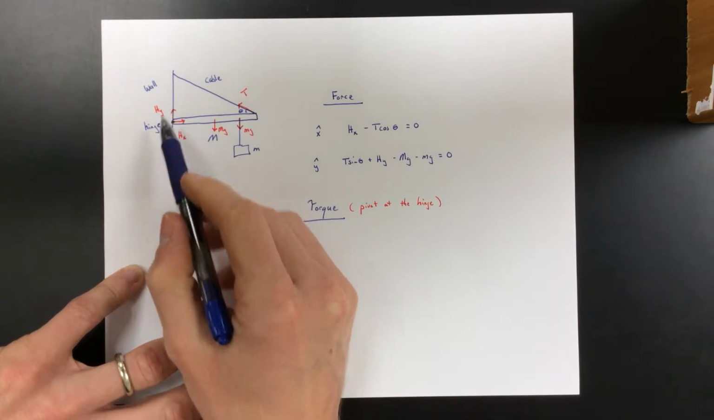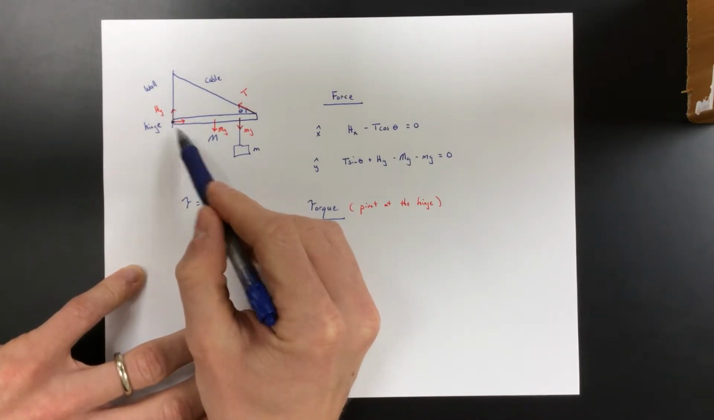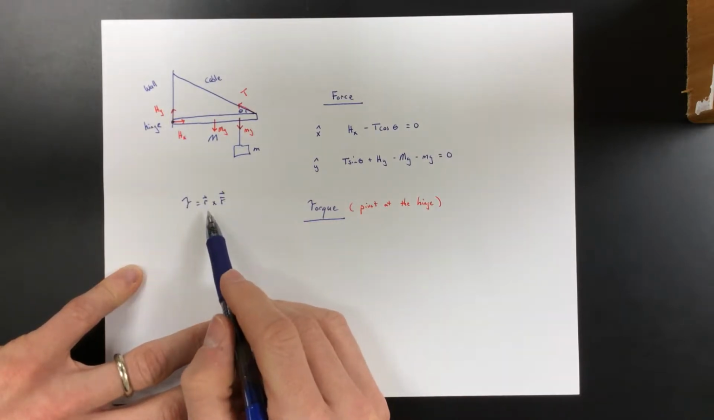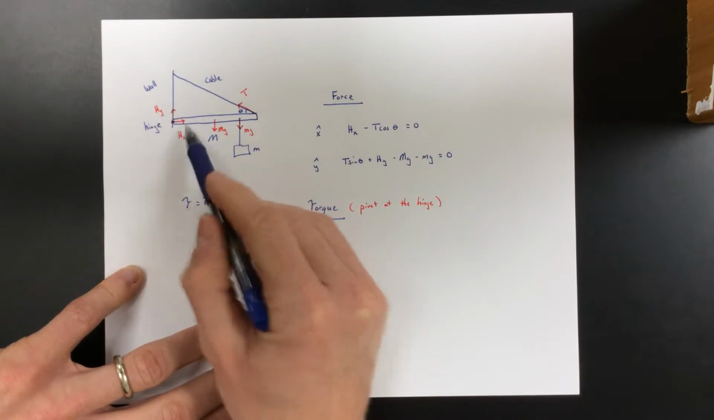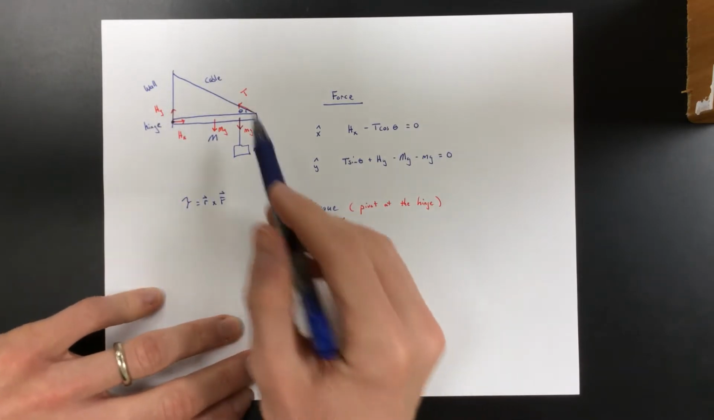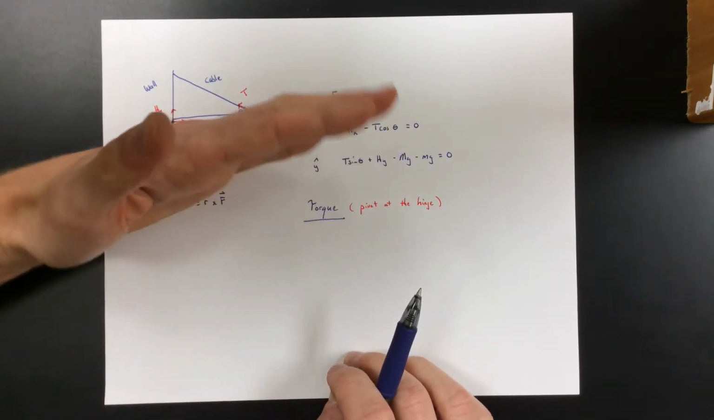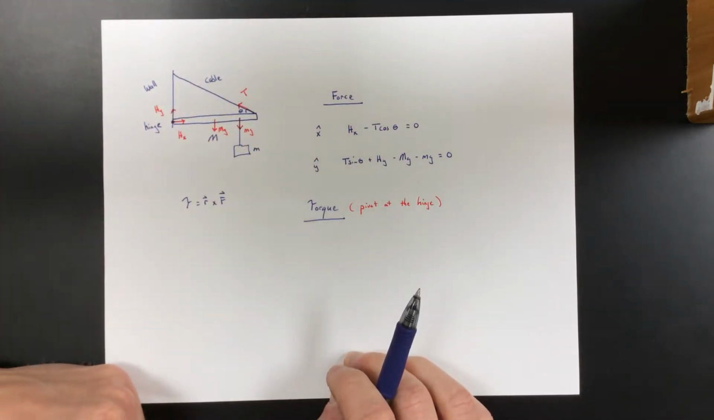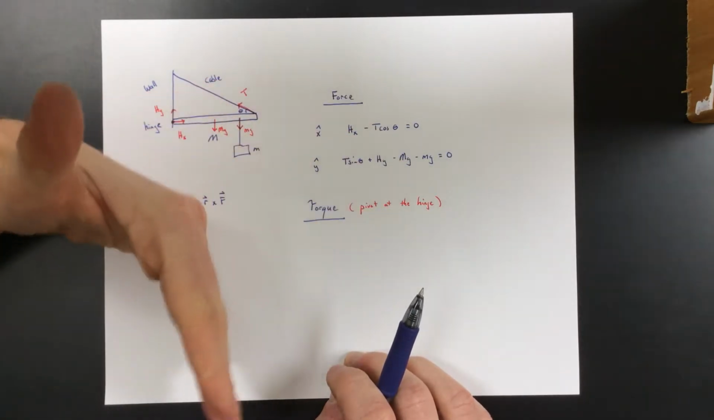If we put the pivot at the hinge, the beauty of that is both HY and HX don't cause a torque, because they operate at the hinge and so they don't have a lever arm. So we don't even have to worry about those two things. So let's think about this. The cable would cause this board to rotate this way. Both the board's weight and the weight of the box would cause the board to rotate in this direction.